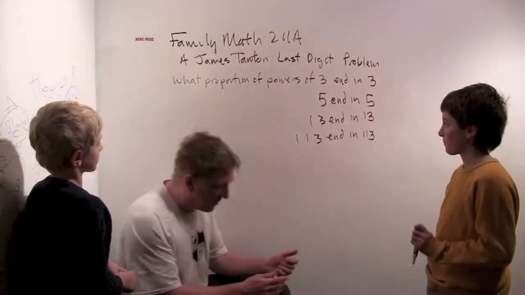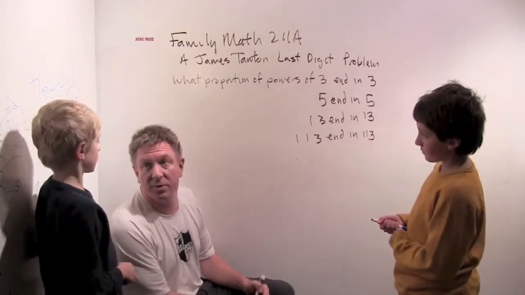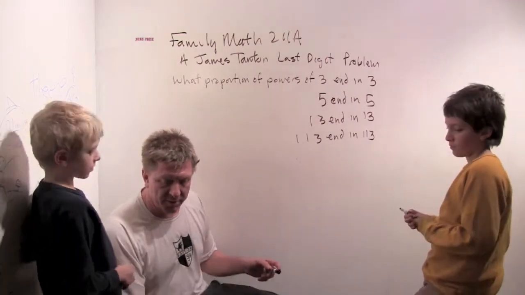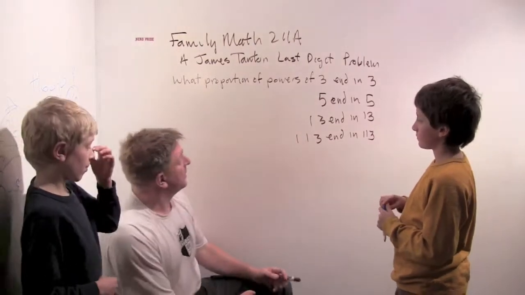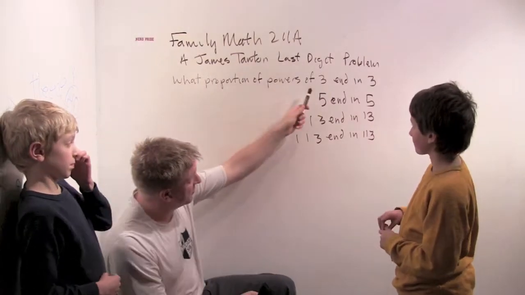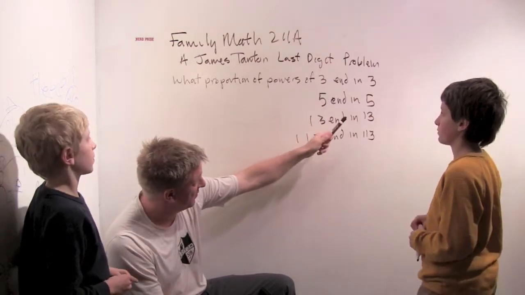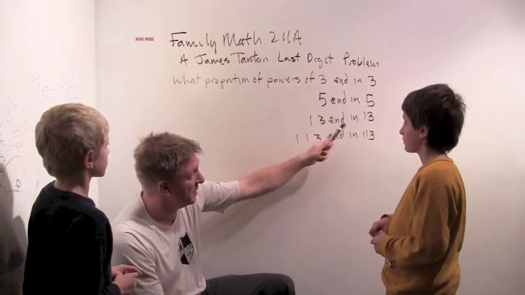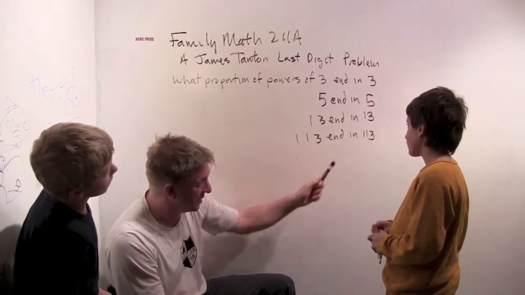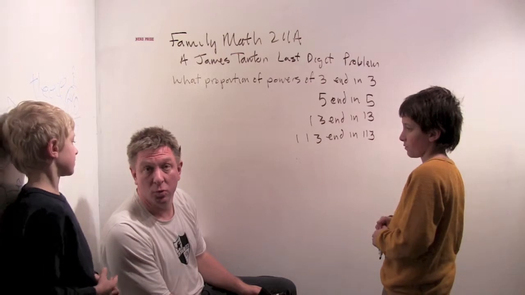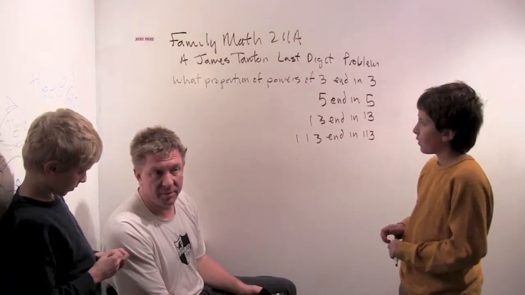I saw this cool problem from James Canton over the weekend, coming to the end of a chapter on last digits with you, so it was actually pretty good timing. And I thought we would just work through it. So the question is, what proportion of powers of 3 end in 3? What proportion of powers of 5 end in 5? What proportion of powers of 13 end in 13? What proportion of powers of 113 end in 113? Ooh, pretty cool. Do you have any thoughts about this problem before we dive into it?